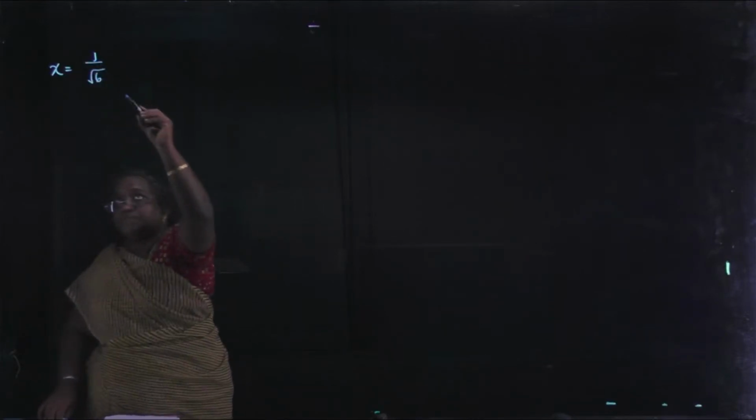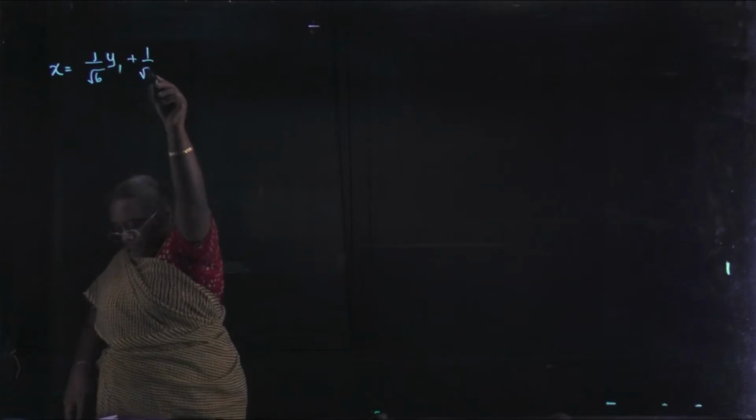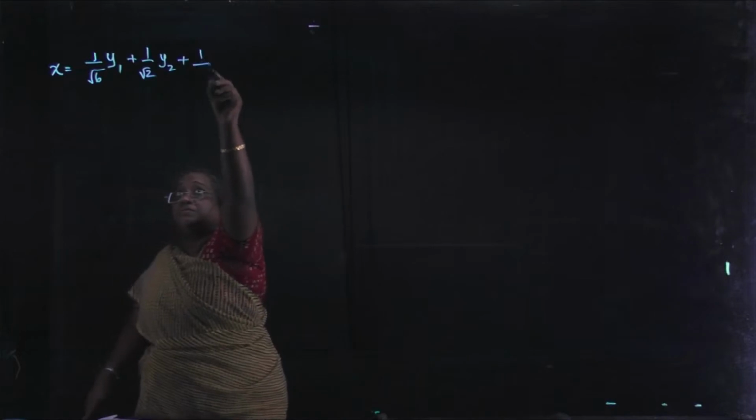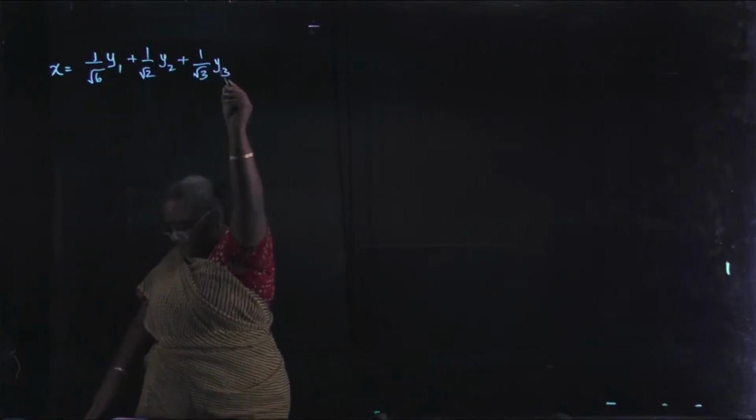So now basing on that we can write x and y and z. So now you see x is equal to, we get here, 1 by root 6 y1 plus 1 by root 2 y2 plus 1 by root 3 y3.